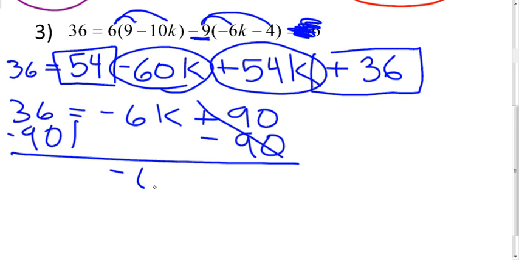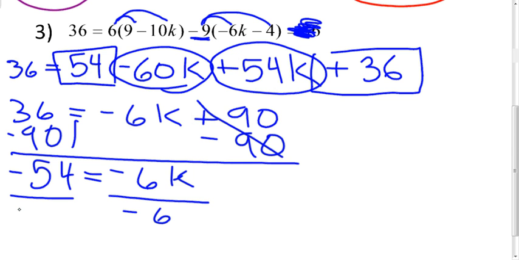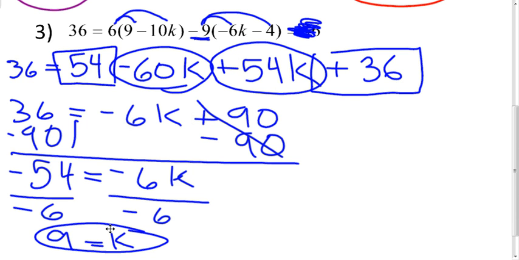I have negative 6k equals negative 54. Divide both sides by the coefficient. A negative divided by a negative is a positive. I have 9 is equal to k. And that's how we solve multi-step equations.